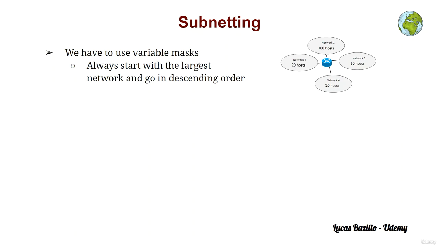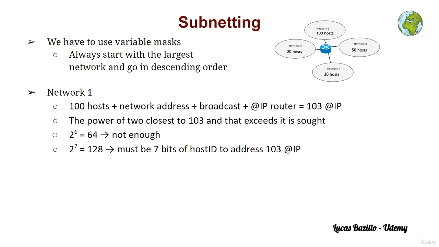Well, this problem can be solved very easily, and with practice you'll see that this is very simple. We have to use variable masks, and we will always start with the largest network and go in descending order. So we always recommend you start with the network that has the maximum number of hosts. If all of them have the same number of hosts, then you can start with any network. In this case, the network that needs more hosts is network 1. It needs 100 hosts, hence it is the largest network. So we will start with this one.